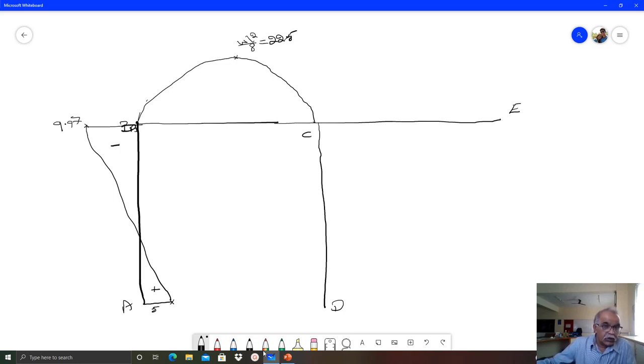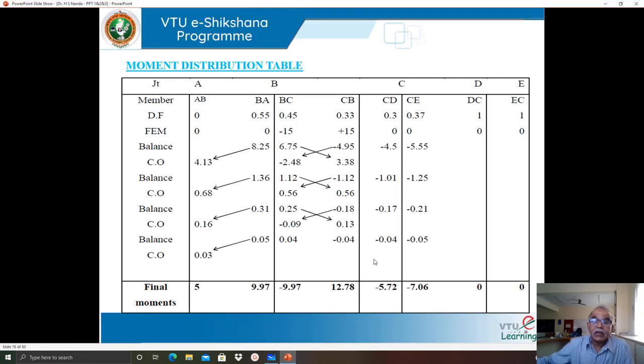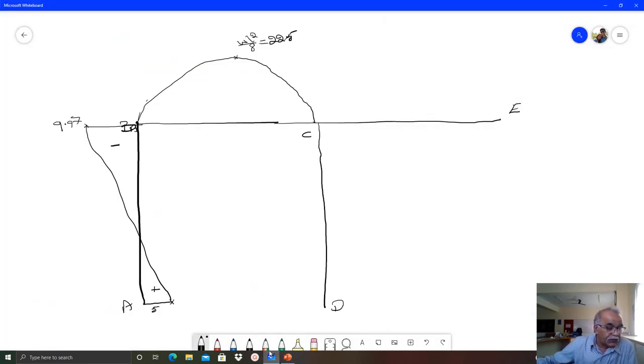Now coming to member CD, MCD is minus 5.72. And here at the end it is 0. Therefore, join that to this point, which is 0 moment. That is the bending moment diagram due to end moments for these columns or vertical members.